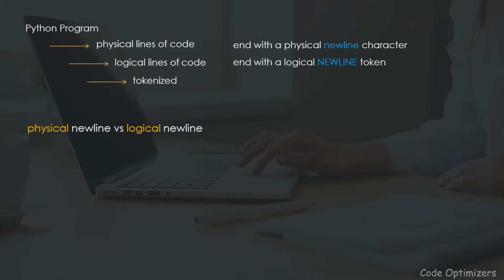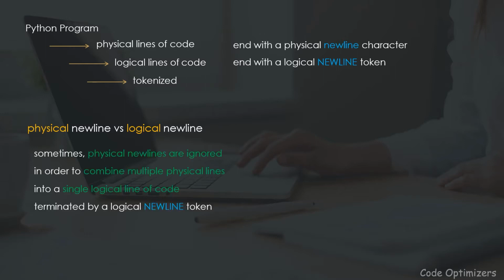There's a difference between the physical newline character and the logical newline token. They are not the same thing. Sometimes physical newlines are ignored in order to combine multiple physical lines into a single logical line of code, which is then terminated by the logical newline token. This allows us to write code over multiple lines that technically should be written as a single line.